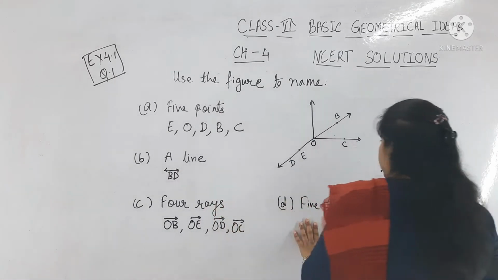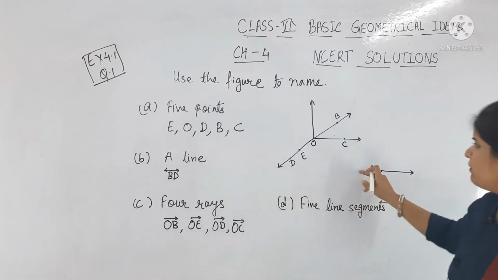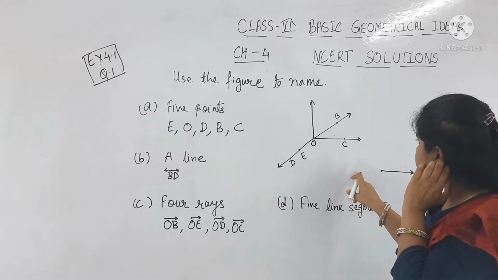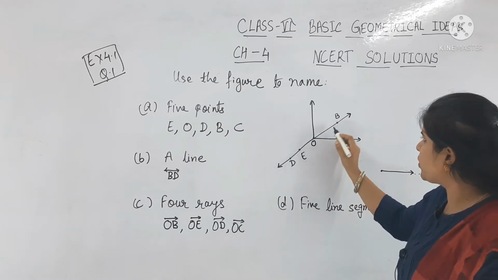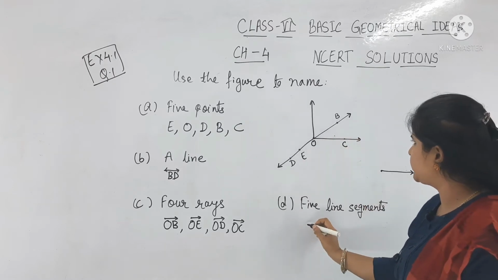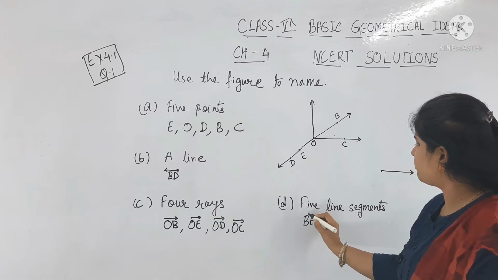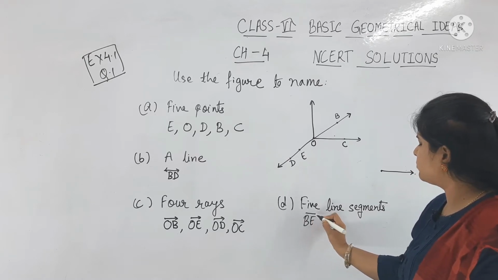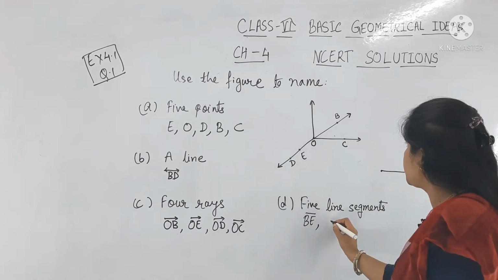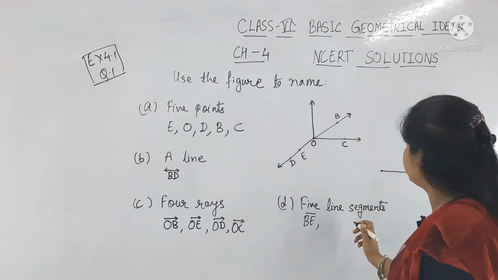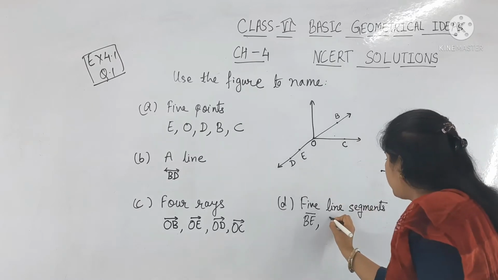Now come to the D part. There are 5 line segments. A line segment has 2 end points. Here you can see BE, okay, BE is there, and here BD, sorry, OE and OD.